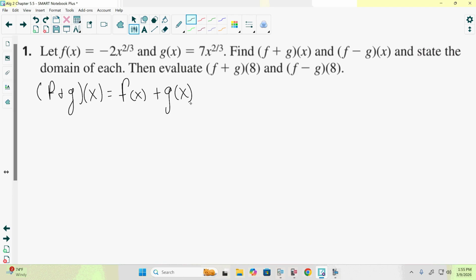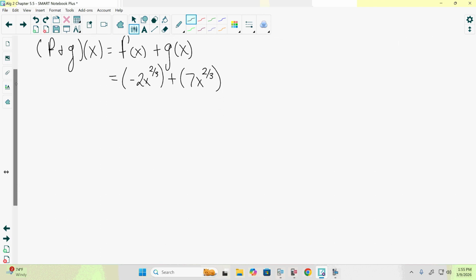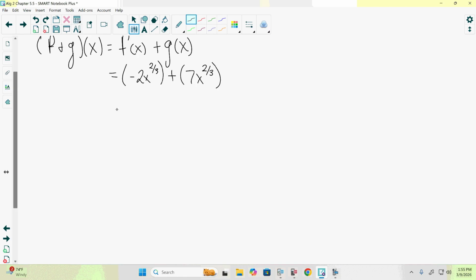All right, guys, focus in. F plus g of x is our f of x plus g of x. So we're adding the 2 functions together. F of x for us here is negative 2x to the 2/3. G of x is 7x to the 2/3. Since we're adding, we can go on and drop those parentheses, and it's still just negative 2x to the 2/3 plus 7x to the 2/3.